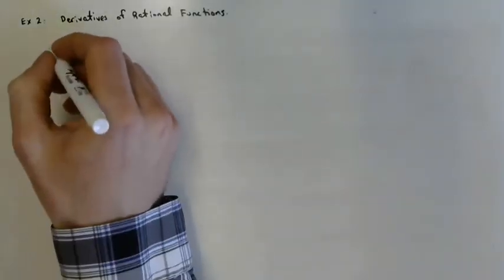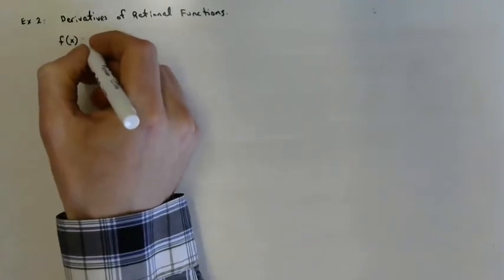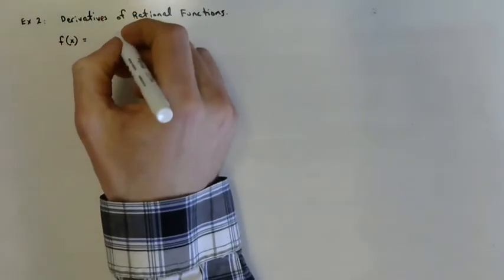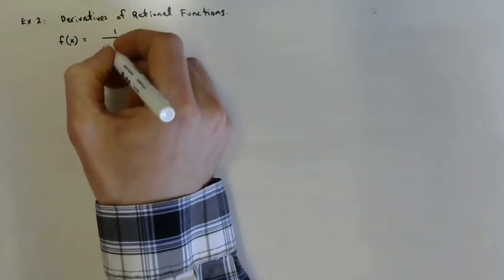Okay, in example 2, we are given the function f of x equals 1 over x squared plus 1. We're going to find the intervals over which it is increasing and decreasing, find any points of inflection, and then talk about the graph and sketch it.